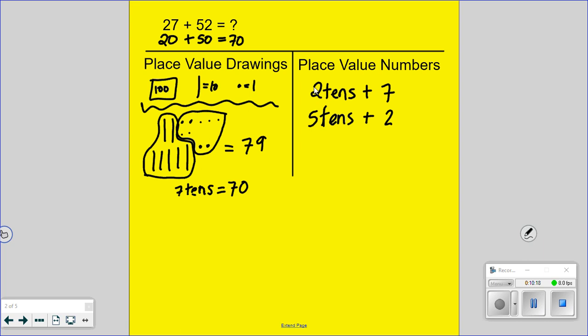Again, I'm going to add the things that are the same. The same count. The same unit. Seven ones and two ones gives me a total of how many ones, Maverick? Nine ones. Two tens plus five tens gives me how many tens? Lydia? Seven tens. Seven tens plus nine is equal to 79.